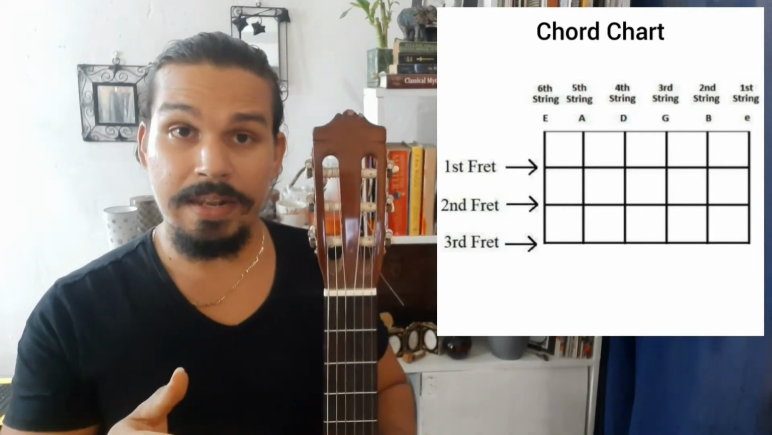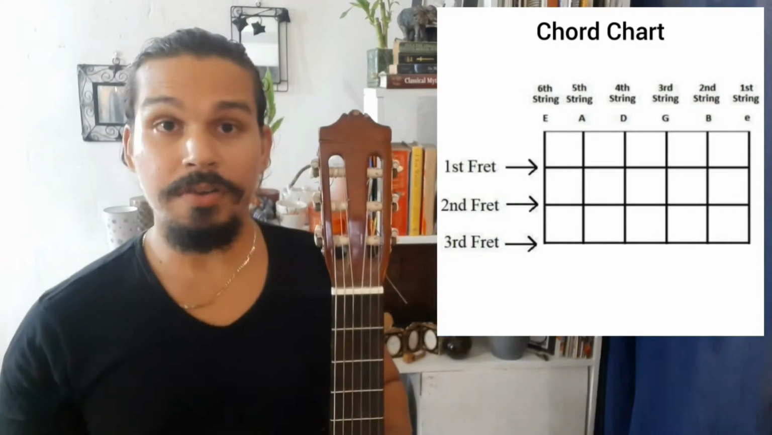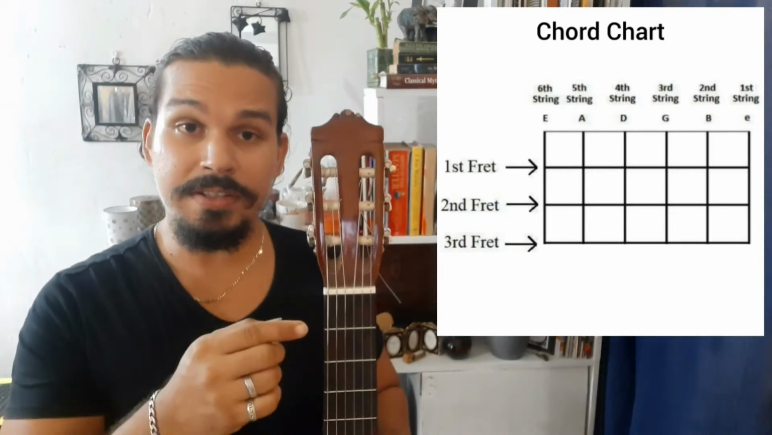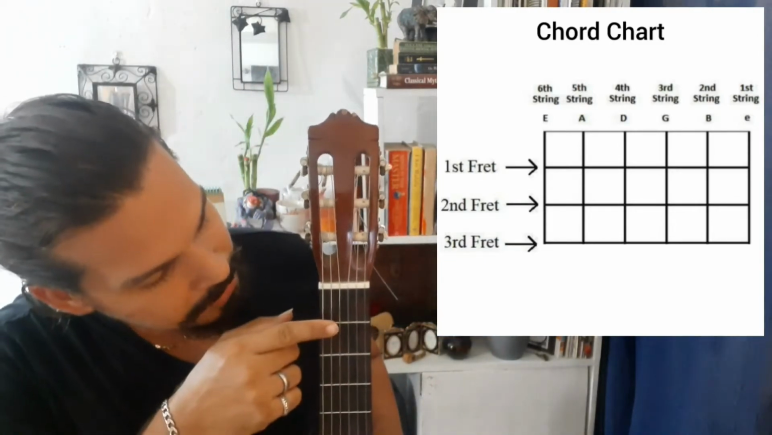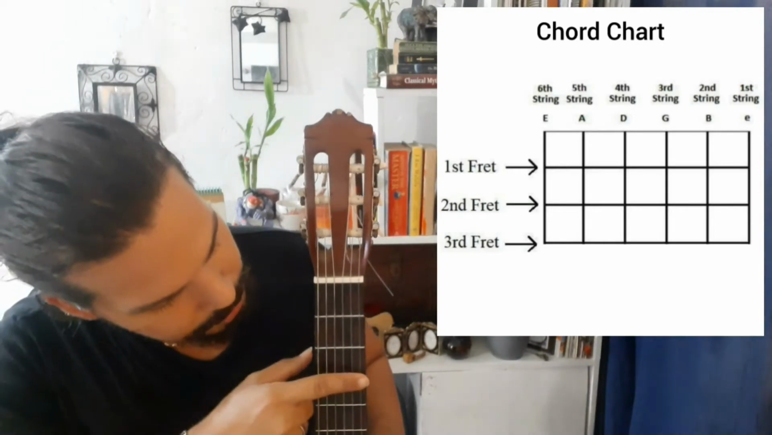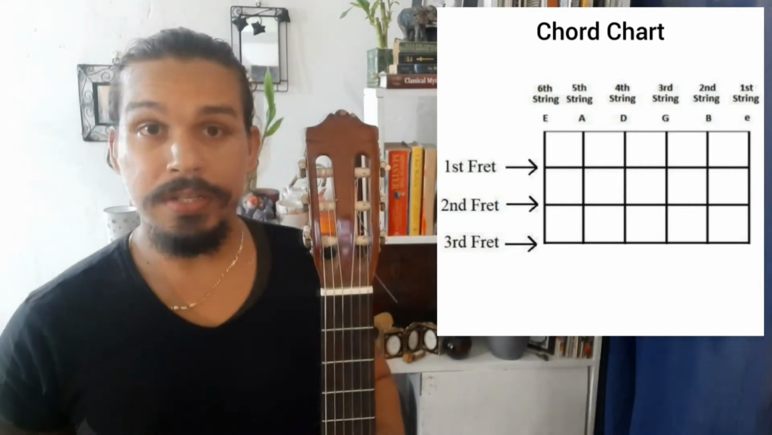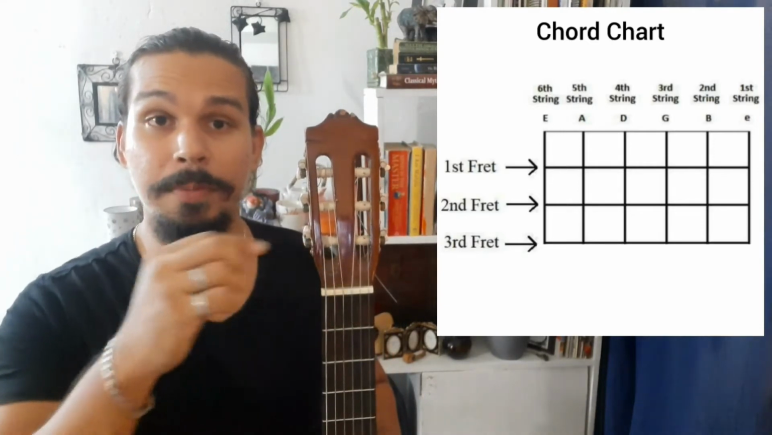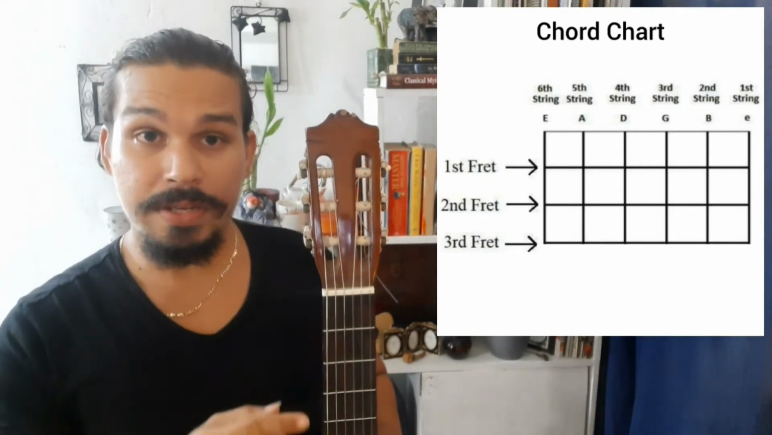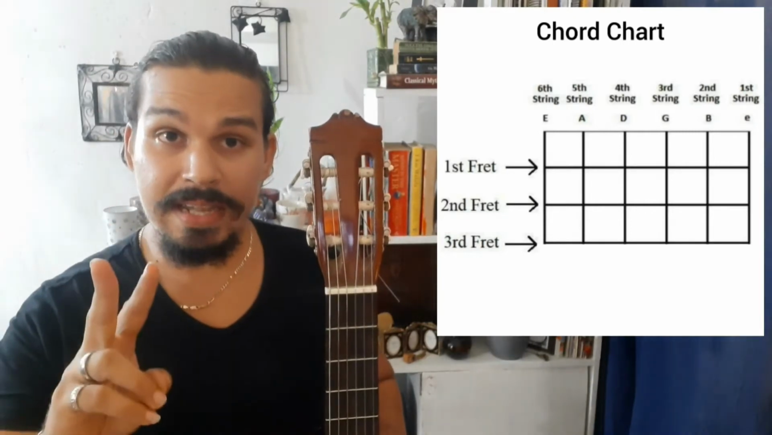Now let's take a look at the lines that run horizontally. The horizontal lines represent the frets of the guitar. So the first fret, the second fret, the third fret, and so on. We'll just go with the first three frets today. Notice that the chord chart has one line on top of it. That line does not represent a fret. We start counting from the second horizontal line.